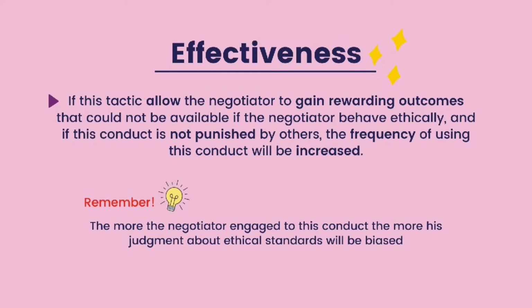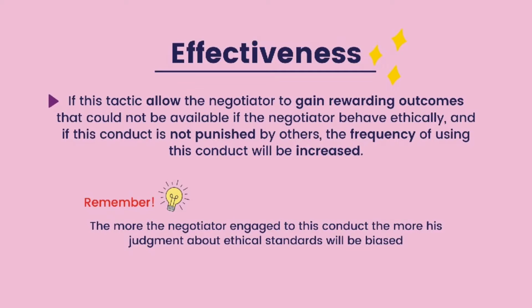In addition to influencing the other party's perception, a tactic's effectiveness will have some impact on whether it is used in the future. If using this tactic allows a negotiator to attain rewarding outcomes that would be unavailable if he had behaved ethically, and if the others do not punish the unethical conduct, the frequency of unethical conduct is likely to increase because the negotiator believes he or she can get away with it.